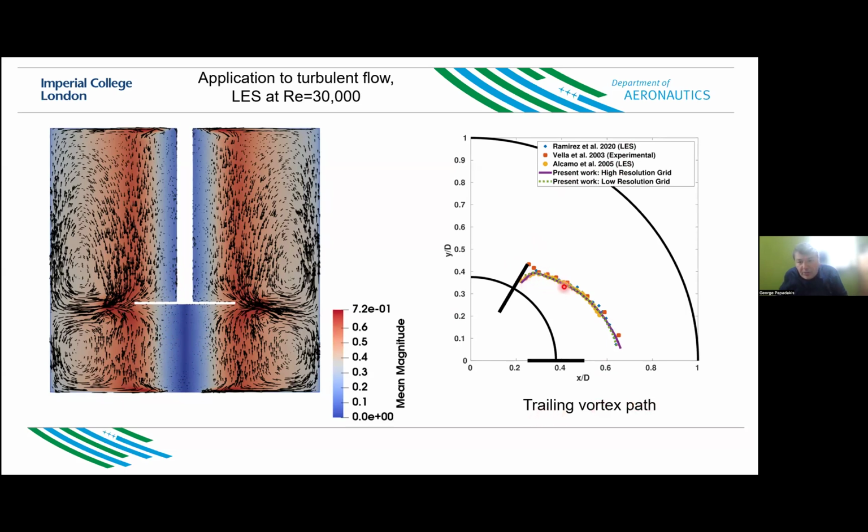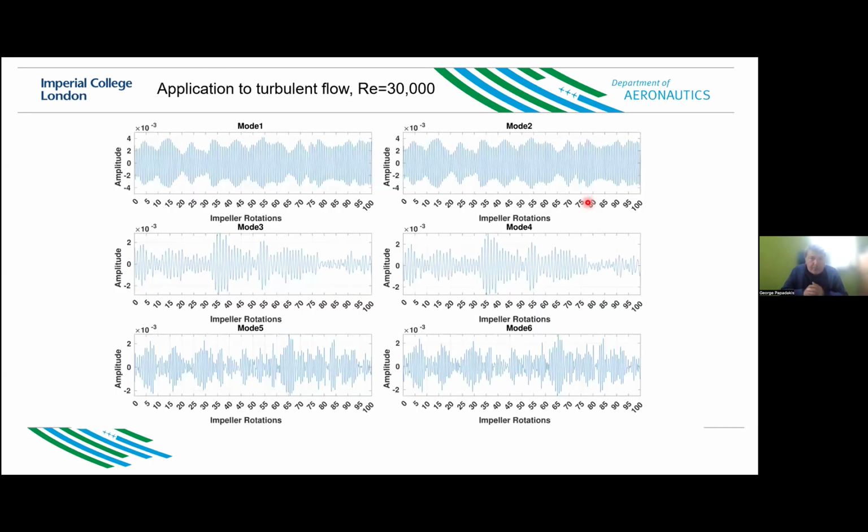So our work is with the solid lines, and the symbols, our works are from experiments and LES simulations. So we can capture very well the trailing vortex path with our LES simulations. Now, we did again the calculation, we computed the ROMs, we computed the coefficients, and what you see here are the time signals of the coefficients for 6 modes.